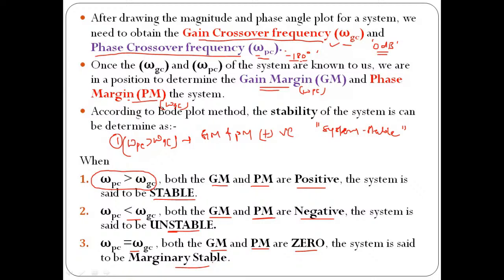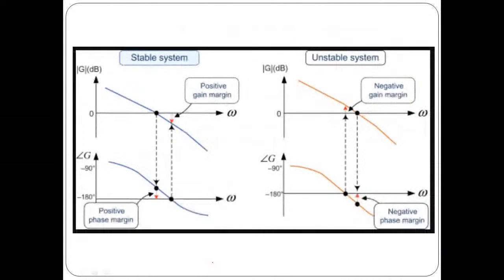Okay, if we have done with this, let us try to understand the pictorial view of what exactly omega GC and what exactly omega PC is, what is gain margin and what is phase margin. So if you see this figure here, I have shown two pictures simultaneously. First one is figure A, and this is going to be figure B. So in figure A, the system is said to be stable. Now why it is stable? Let us try to understand that.